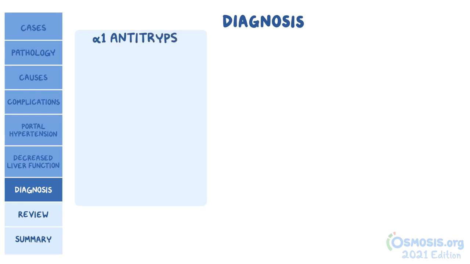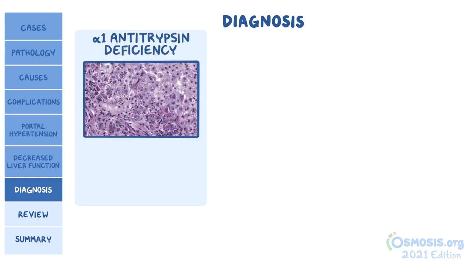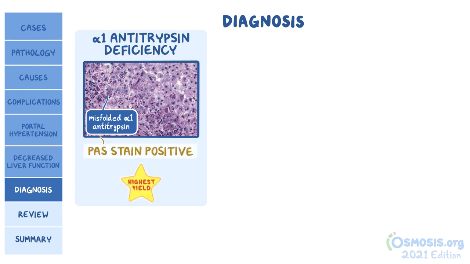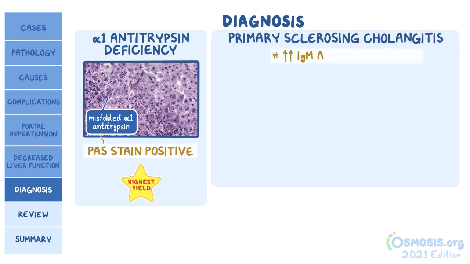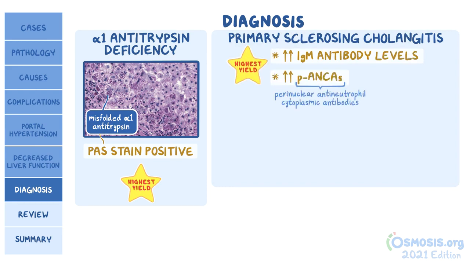In alpha-1 antitrypsin deficiency, a liver biopsy will reveal globules of misfolded alpha-1 antitrypsin protein inside the liver cells. And remember that these are periodic acid Schiff, or PAS, stain positive. For your exams, remember that primary sclerosing cholangitis is associated with elevated IgM antibody levels and perinuclear antineutrophil cytoplasmic antibodies, or p-ANCAs. Perinuclear means they're specific antibodies that target antigens around the nucleus of neutrophils.